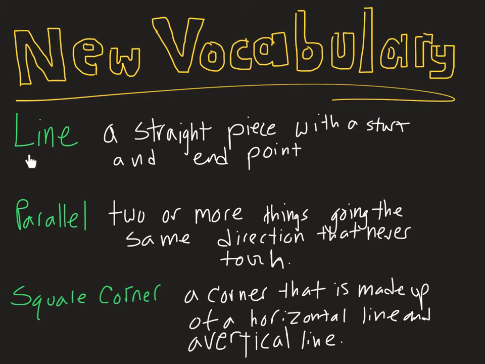Now, a line is a straight piece with a start and end point. Parallel means two or more things are going the same direction, and they never touch. A square corner is a corner that is made up of a horizontal line and a vertical line. And it looks like the corner of a piece of paper or an index card or something like that.